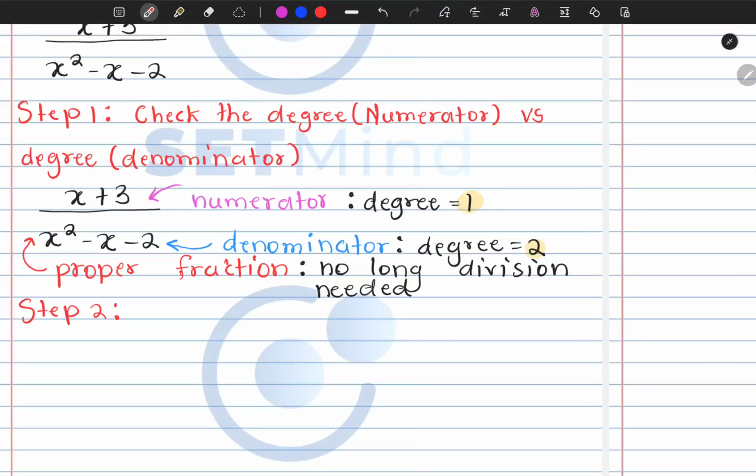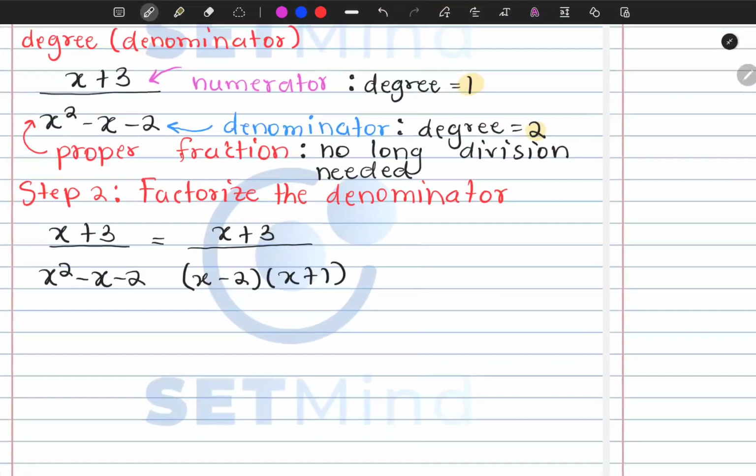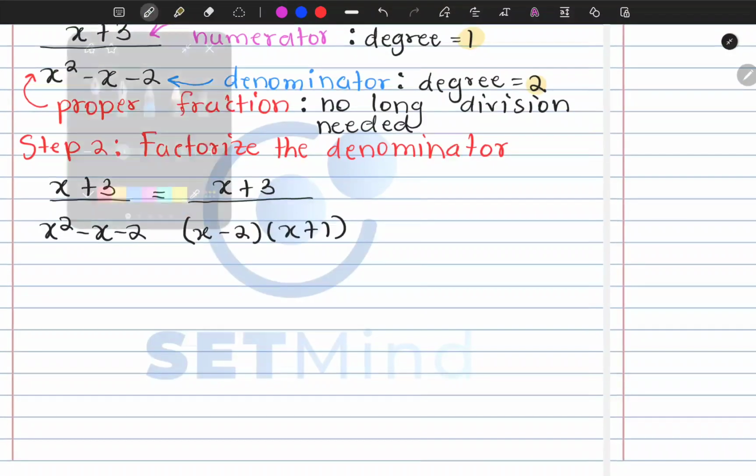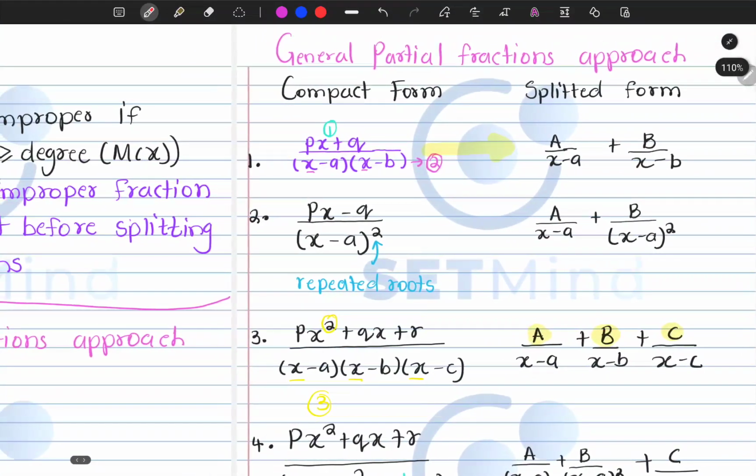For step number 2, we are required to factorize the denominator. If you look at our expression x plus 3 divided by x squared minus x minus 2, our denominator is what we need to factorize according to this step. So we need to figure out what are two numbers that when you multiply them, you get negative 2, but when you add them, you get negative 1. If you think carefully, that will be a negative 2 and a positive 1. Once this is factorized like this, we are ready to go to step number 3, where we split our partial fraction according to what we learned somewhere back here.